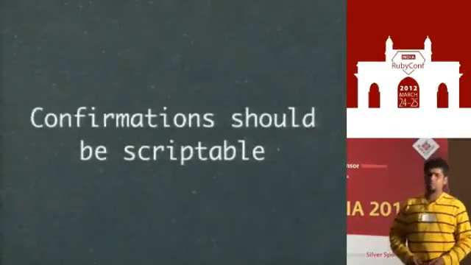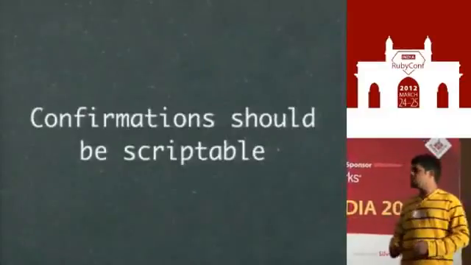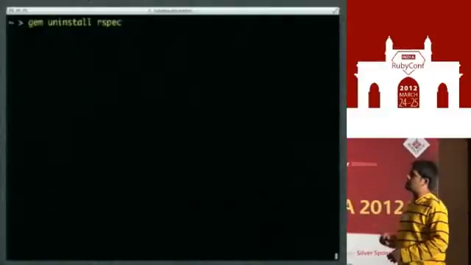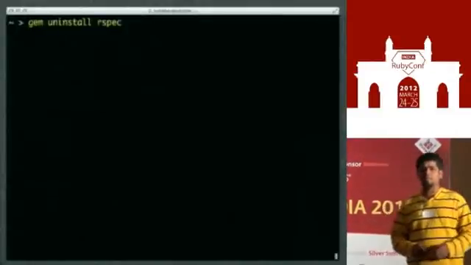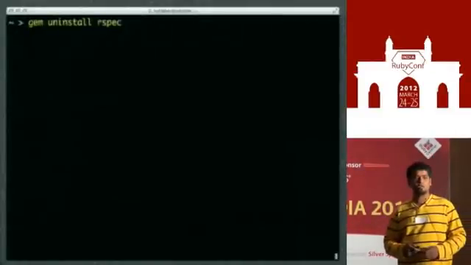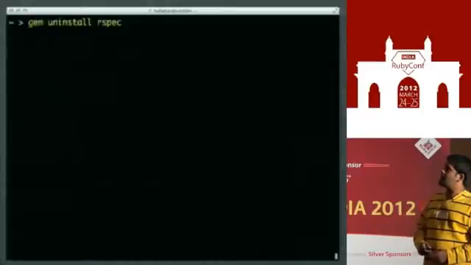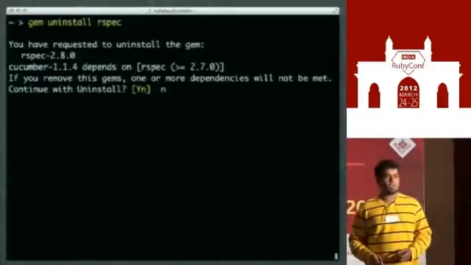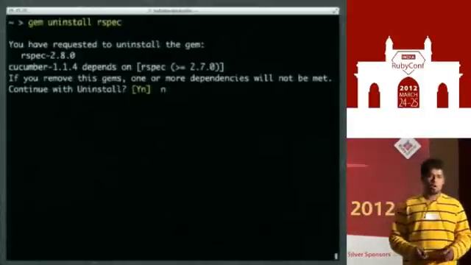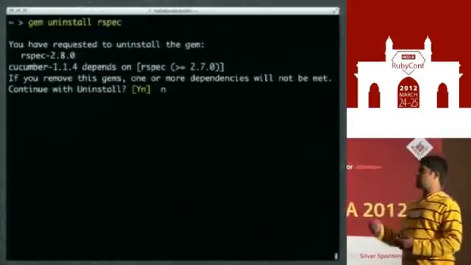If you're going to have confirmations, you should have them scriptable. So let's look at one example about the RubyGems binary. If I want to uninstall a particular gem, I issue the uninstall command to the CLI app gem, and it tells me that my dependency graph is going to be broken if I uninstall this gem, and do I want to continue? And it asks me a yes or a no.